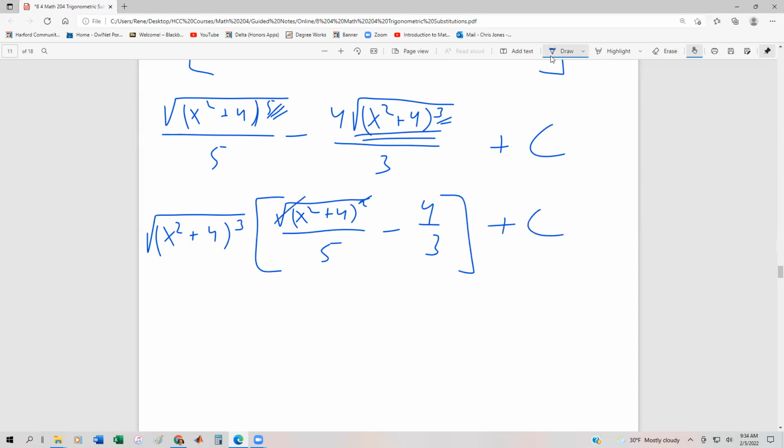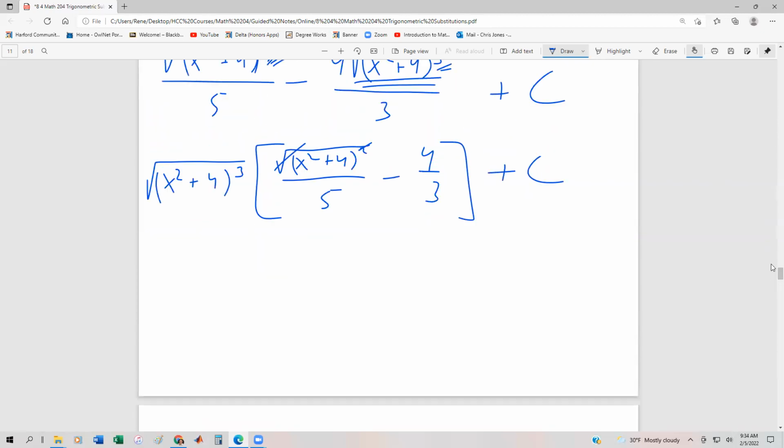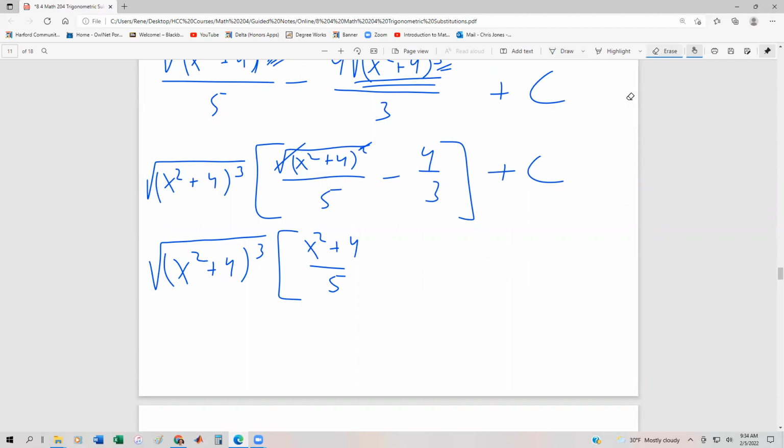Now, square and square root are going to go away. That's nice. After that, that's going to leave us with square root of x squared plus 4 to the third, and then we get x squared over 5, or technically x squared plus 4 over 5. But I'm going to break that up into 2 separate fractions, because then we can combine the 4/5 and the negative 4/3. So we can rewrite this as x squared over 5 plus 4/5 minus 4/3 plus c.